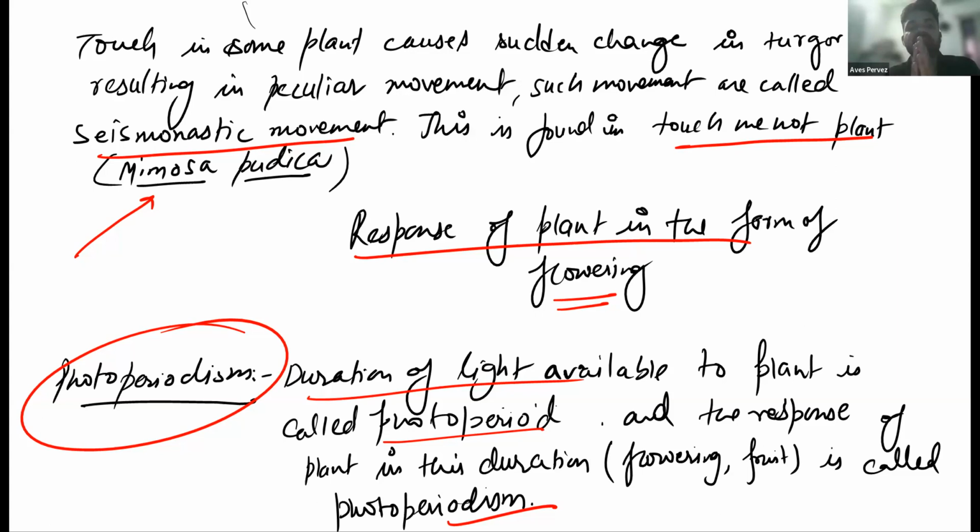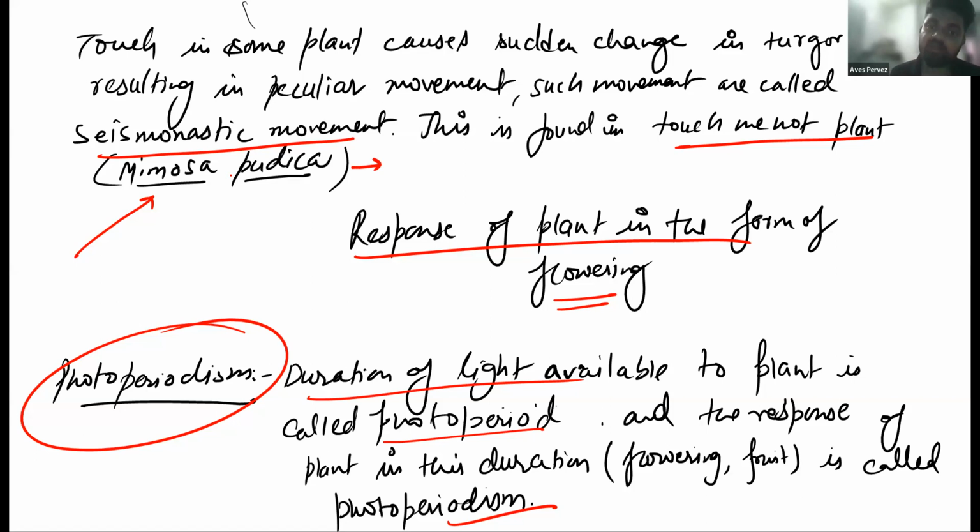Like closing of leaves in the touch me not plants. So what happens here is that when you touch a plant like the touch me not, it is touch sensitive, and when you touch it, it may result in movement or closing of leaves. That is called seismonastic movement. This is found in the touch me not plant. This is called Mimosa pudica, its scientific name. Okay, got it? Got it, Abhi? Yes, sir.